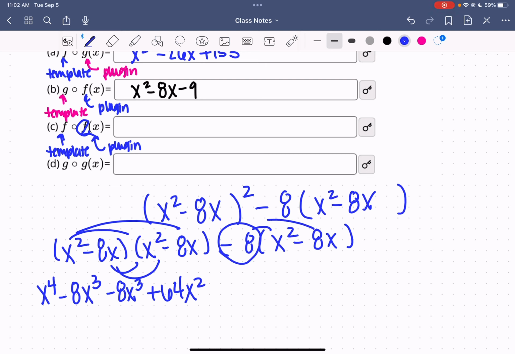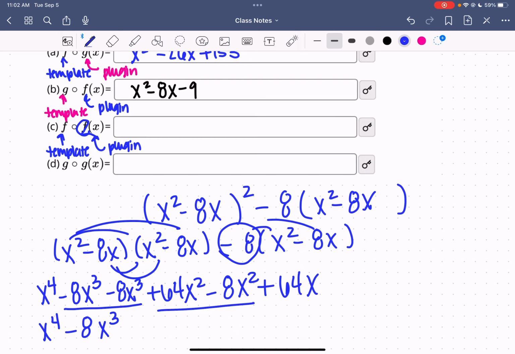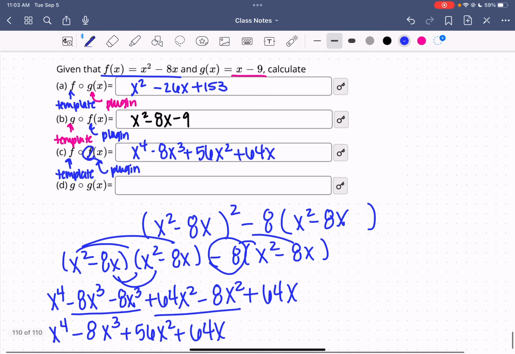Distribute the negative 8 through here. That gives me minus 8x squared plus 64x. And then I'm going to combine like terms. So I have an x to the 4th. I have two negative 8s that are cubed. And then I've got 64 minus 8, which gives me a plus 56x squared. And then plus 64x. So this one did have a little bit more meat to the problem. This gives me x to the 4th minus 8x cubed plus 56x squared plus 64x. So definitely had a little bit more algebra to it.